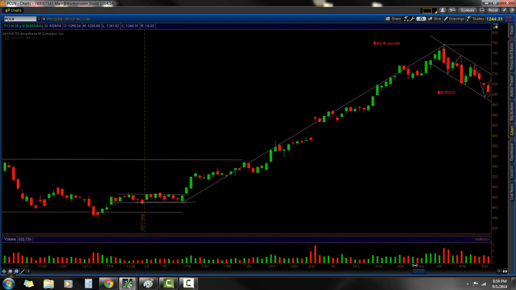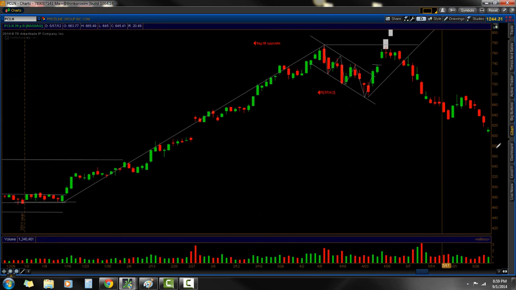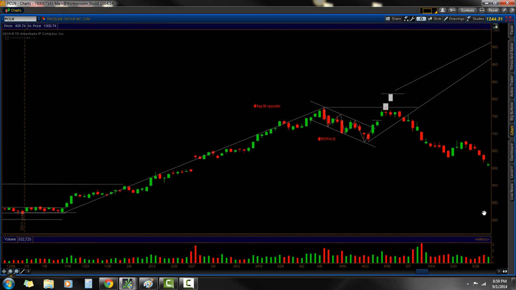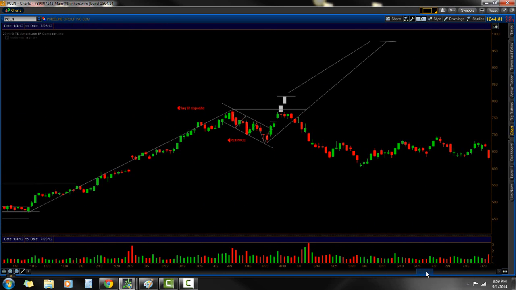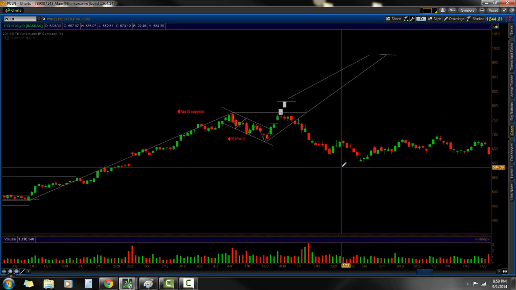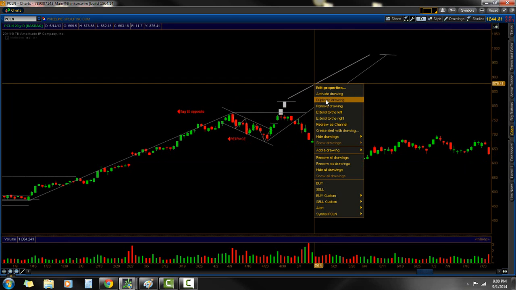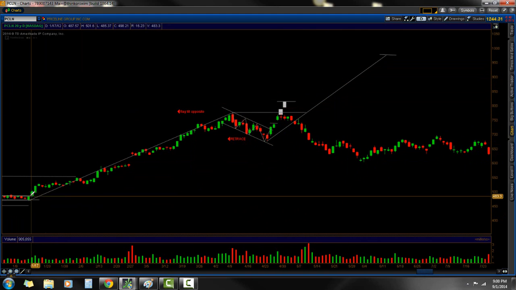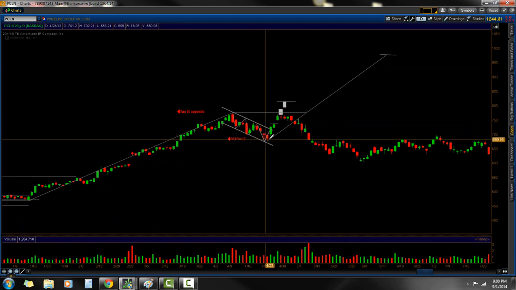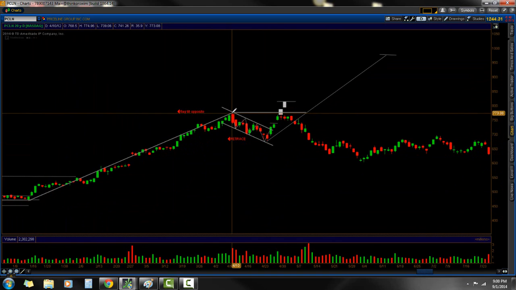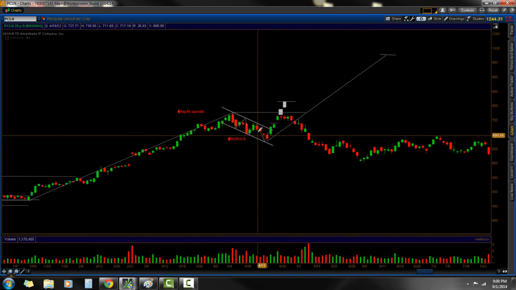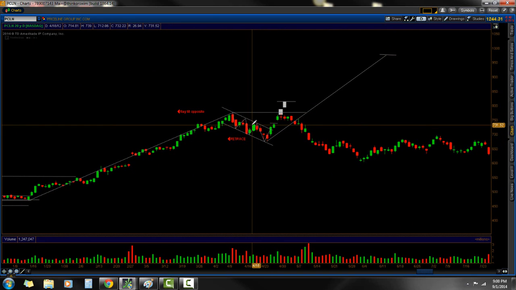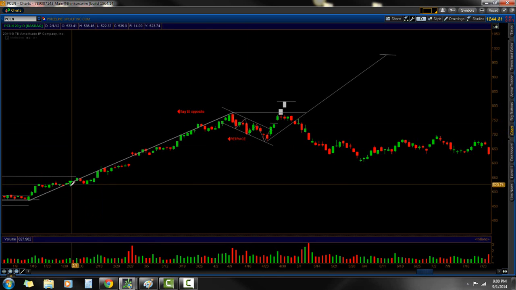Now also what you'll notice is that when I measure moves, the distance of the pole, you'll notice that the flag is the exact halfway point, because you got your $300 move here, and then you got your $300 move here. That puts this at the exact midway point of that trend. Okay, so that's pretty cool, and that's something to notice.